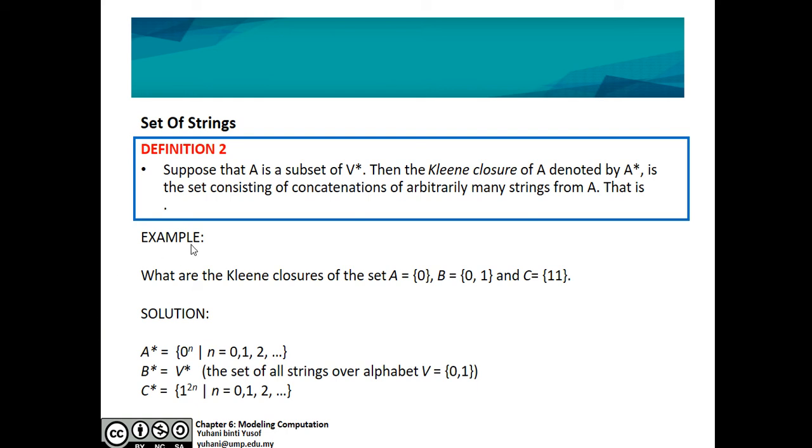So we go to the example. What are the Kleene closures of the set A, which is {0}, B given as the set {0, 1}, and C, {11}? So this is the final solution. Can you try first before you go to the solution?